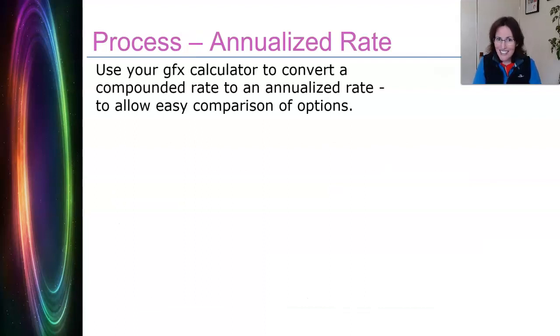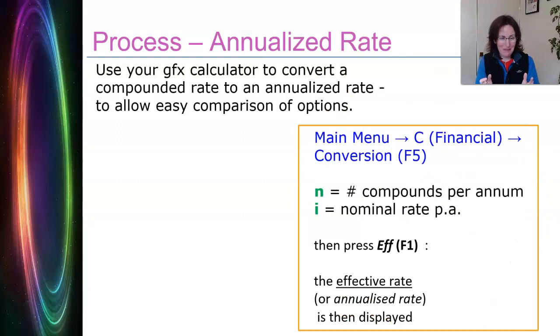Okay, so have your graphics calculators handy. These videos make much more sense if you play along with me at home. So you've got your calculator there. We're using the financial menu, or if you're on an older version, it's called the TVM menu. And then we're going to use F5 this time and go into conversion.